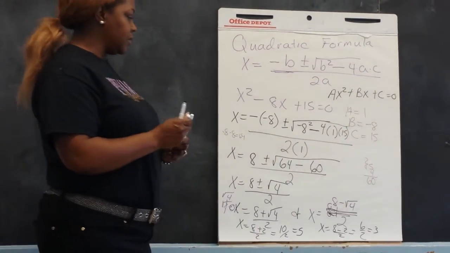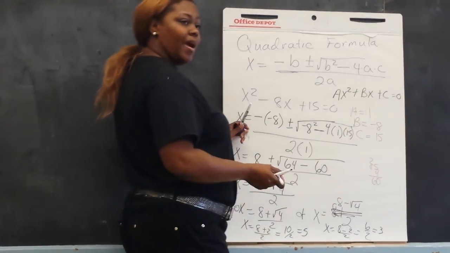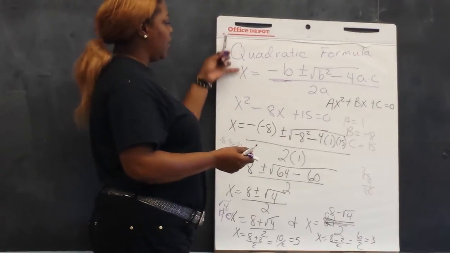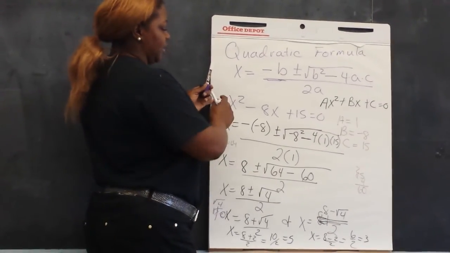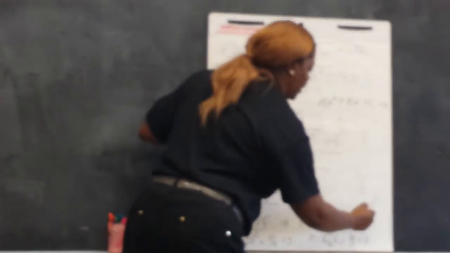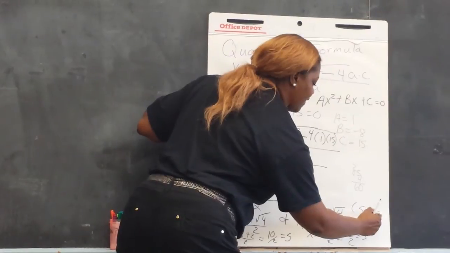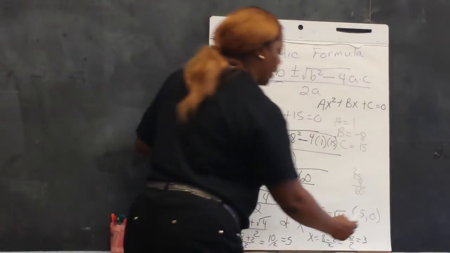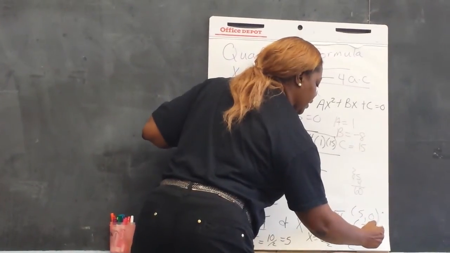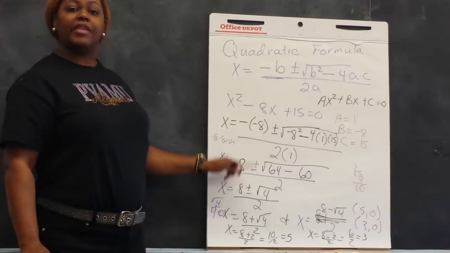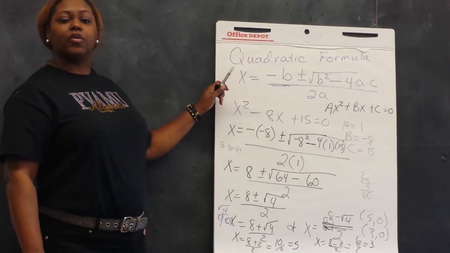So here are my points. My points that I will graph are the roots, the real numbers, for this particular quadratic equation, which was x squared minus 8x plus 15. I'll have 5, comma 0 as one point, a real number. The other one is 3, comma 0 as another point. That is how you solve using the quadratic formula.